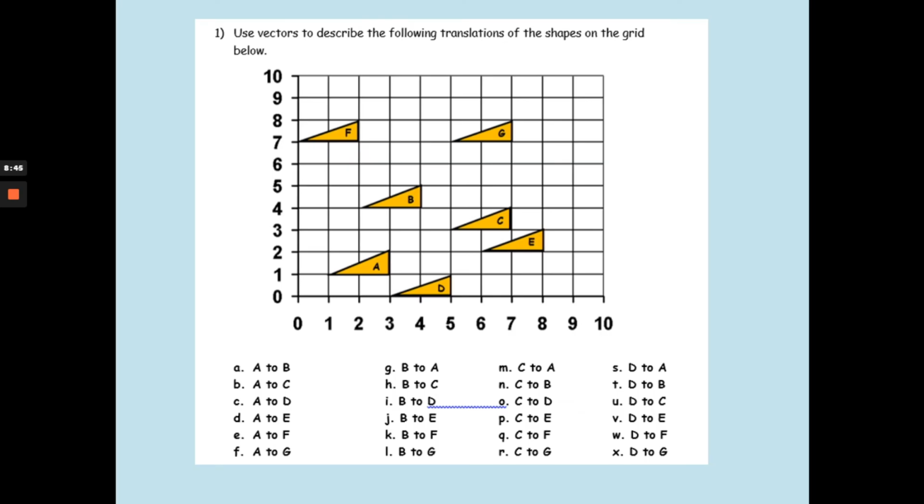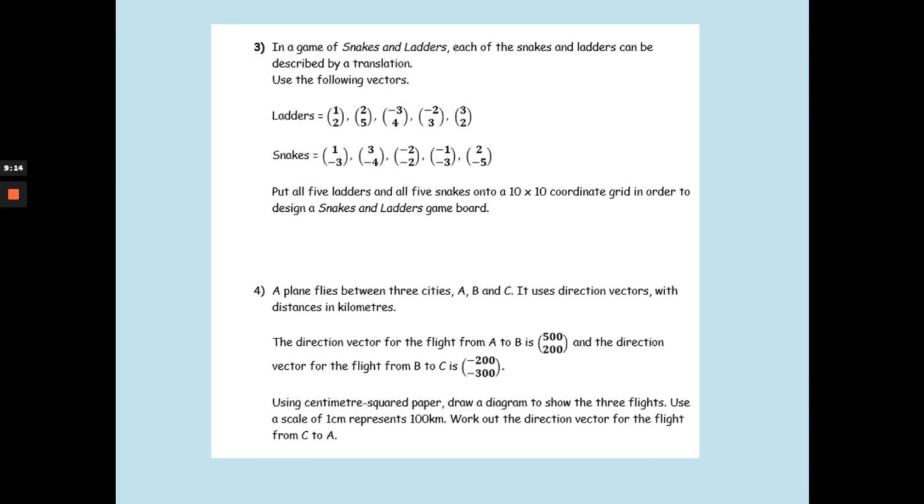Here are the next questions for you. So use vectors, the vector notation, to describe the following translations of the shapes on the grid below. So how do you get from A to B? You've done something similar, but this time I want you to use vector notation. So can you use vector notation to work out those, please? Well done if you've done those.